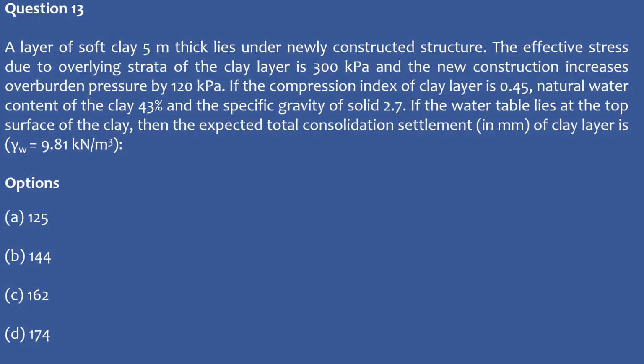Moving to question number 13, you are having a layer of soft clay which is 5 meter thick which lies under newly constructed structure. The effective stress due to overlying state of the clay layer is 300 kPa, and the new construction increases overburden pressure by 120 kPa. If the compression index of the clay layer is 0.45, natural water content of the clay is 43%, and the specific gravity of the solid is 2.7. If the water table lies at the top surface of the clay, then the expected total consolidation settlement of the clay layer is.